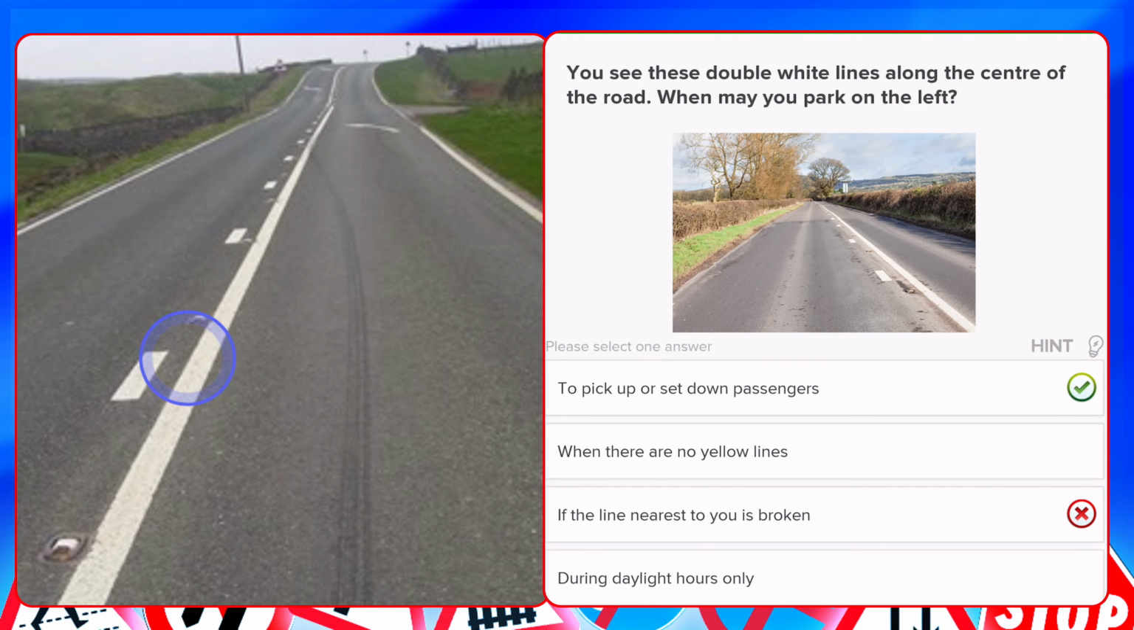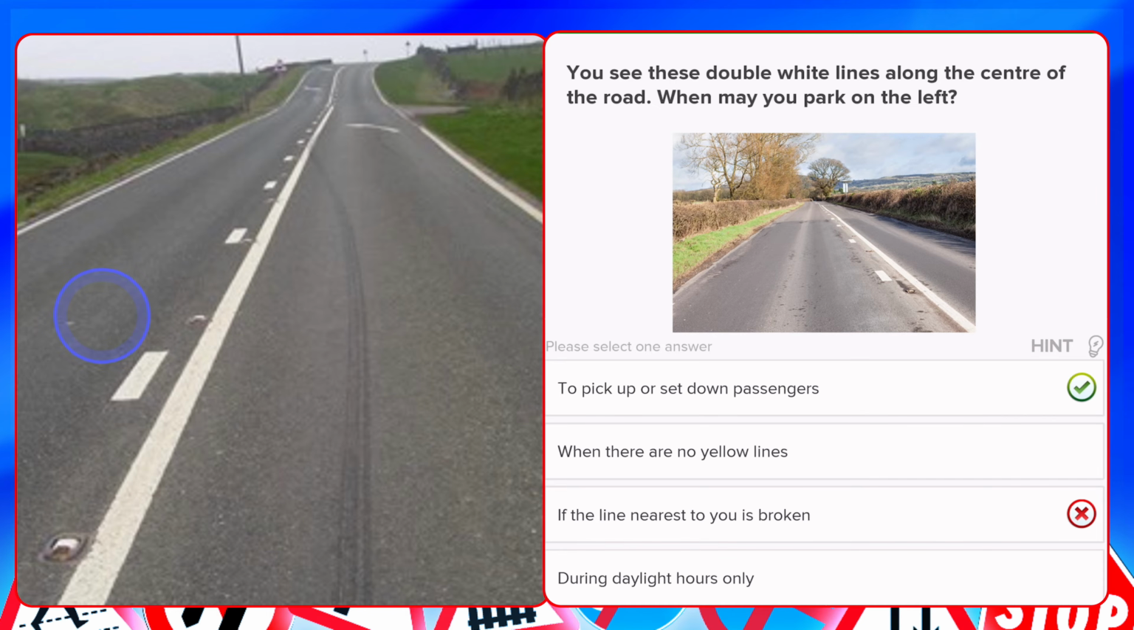So you're on the left-hand side going up, the cars are coming down the other side. So the lines opposite you are broken. The typical question is, you see these double white lines along the center of the road, when may you park up on the left? So the correct answer is to pick up or set down your passengers. You can't wait for them. Pick them up, set them down, move on.